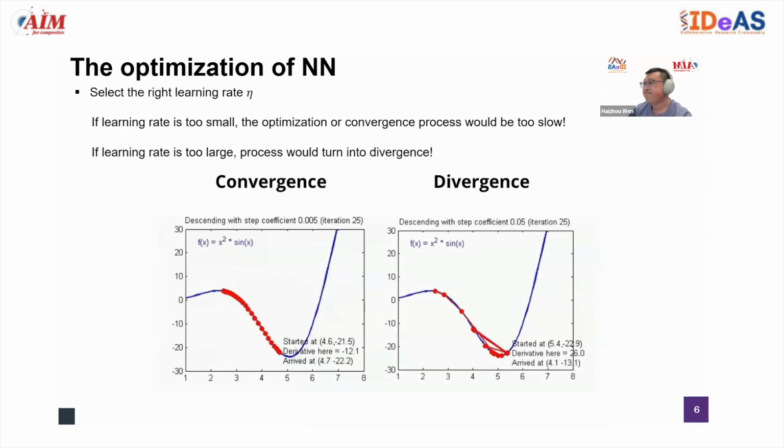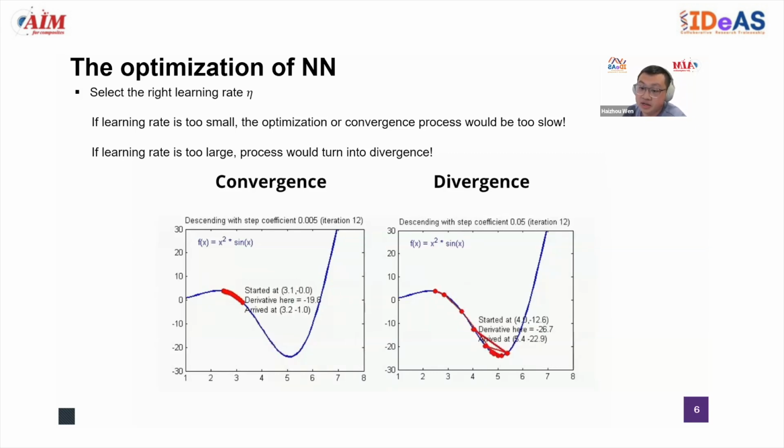So the selection of a suitable learning rate is also very important. If we use a learning rate which is too small, it would take a long time to reach our optimal location, so the convergence will be very slow. And if we use a learning rate that is too large, it will cause a divergence. You can see on the right subplot, the point is constantly bouncing between the two sides without reaching the optimal location. So this is called a divergence during the process.